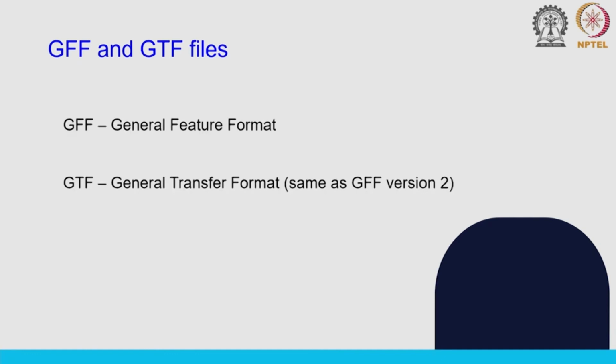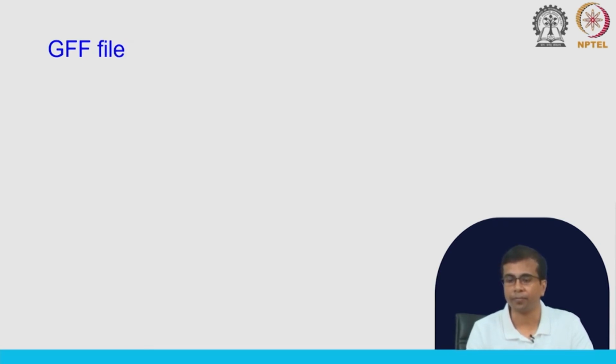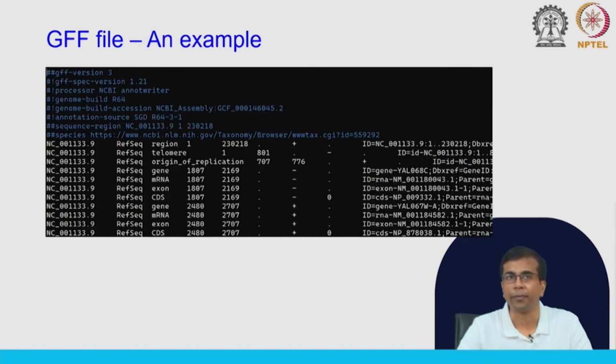Okay. So, for doing this annotation, we need something called GFF or GTF files. GFF stands for general feature format and GTF stands for general transfer format, which is actually the same as GFF version 2. So, we will discuss only the GFF format and that should be enough for doing this variant annotation. Let us talk about the GFF file, what it contains, what kind of information you have. It is actually quite simple compared to the other ones that we have discussed, the VCF or the SAM, which are much more elaborate. So, GFF is much easier to interpret.